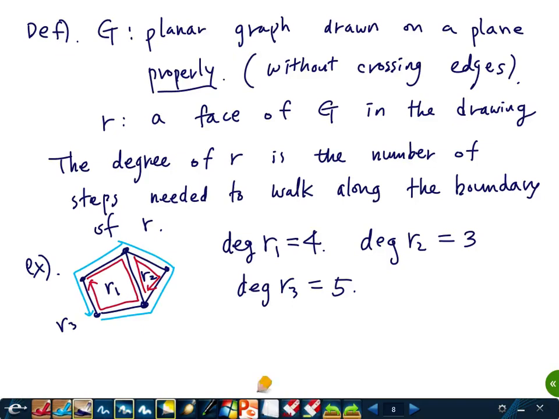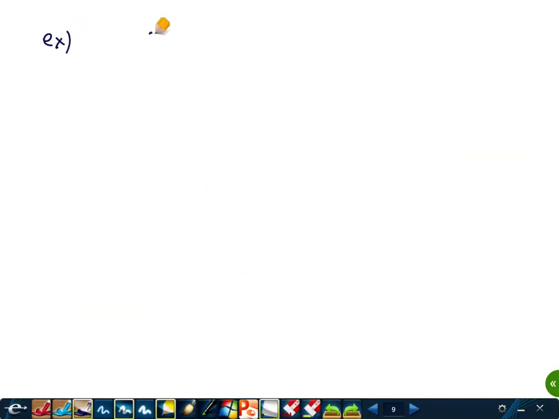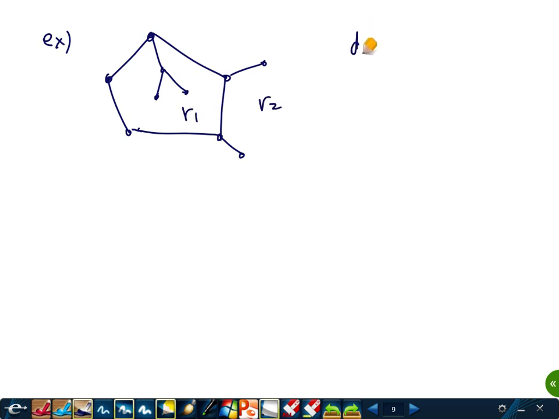But sometimes we have a little more complicated situation, things like, okay, maybe more complicated. Let's say this. This is a perfectly good planar graph. How many regions do we have? We have 2, right? So it's R1, R2. What is the degree of R1? So here, when we compute the degree of R1, we just follow the boundary. So boundary is this. It's 1, 2, 3, 4, 5, 6, 7, 8, 9, 10, 11. So the degree is 11.